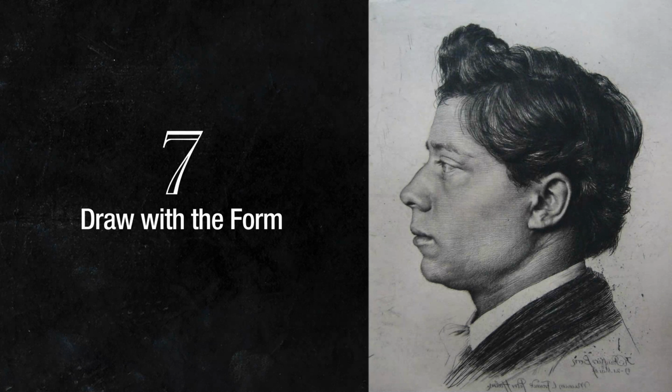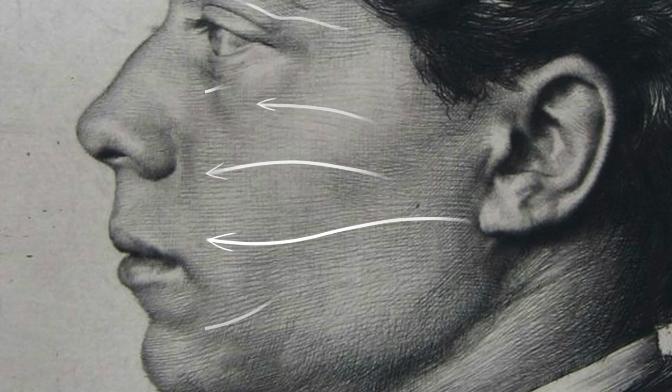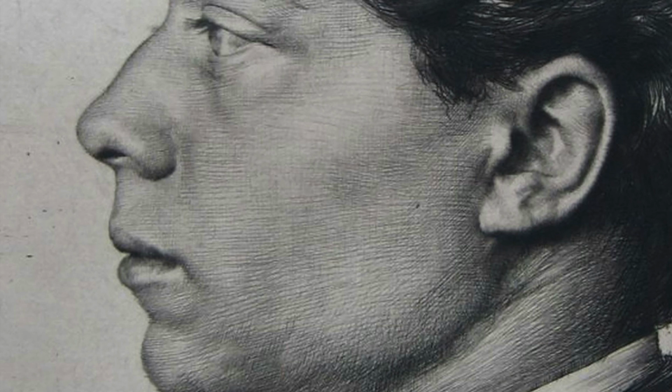Tool number 7, drawing with the form. This is also called hatching or cross-hatching. You can see in this drawing that the lines have been chosen carefully to follow the form. When you do this, drawing and sculpting can begin to merge in your mind. You're drawing on a two-dimensional surface, while your imagination is exploring the three-dimensional form of your subject. I find that really enjoyable, and it's extremely effective when you want to communicate form.